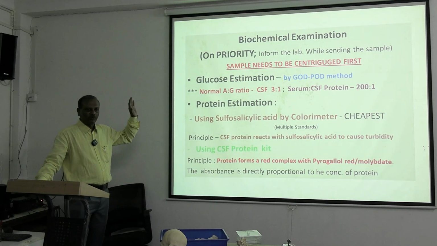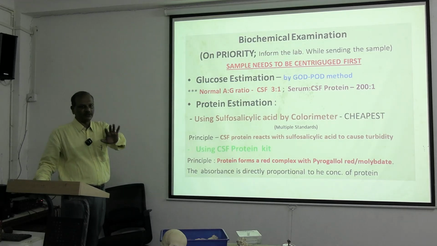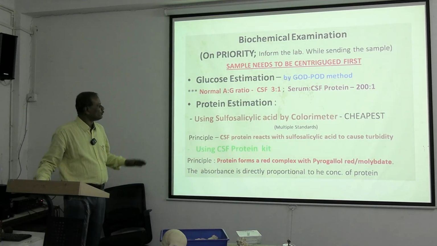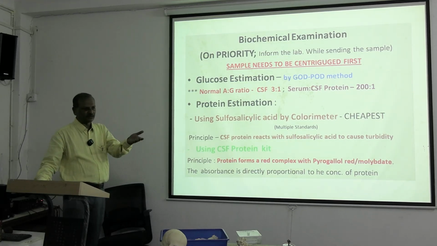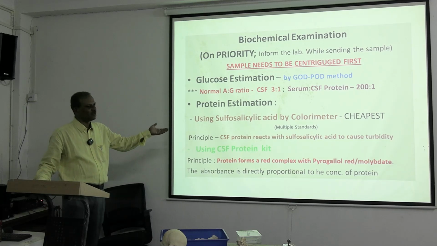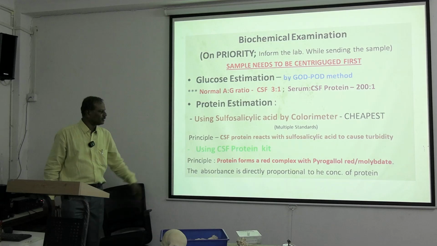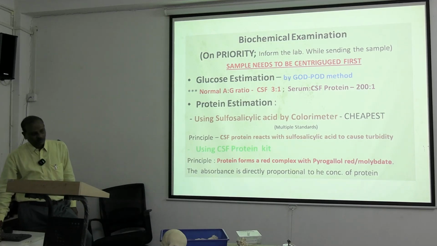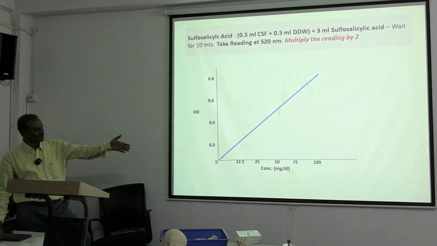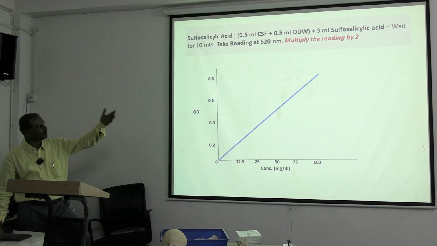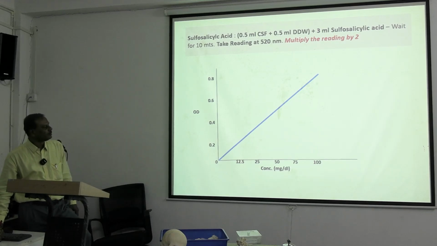Glucose estimation is done normally by the GOD method, which you have done. It is true for all body fluids. Protein estimation, you have done with sulfosalicylic acid, the same thing is done. The only thing is that we have to quantify the amount. And there is another method, the pyrogallol method, which just uses a conventional standard curve, just like blood glucose, which I have told you.